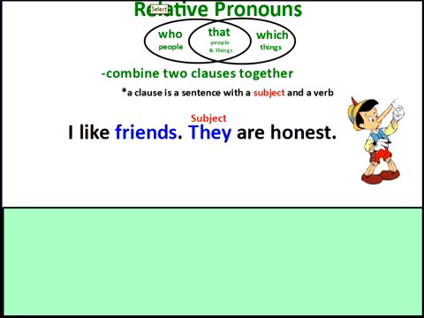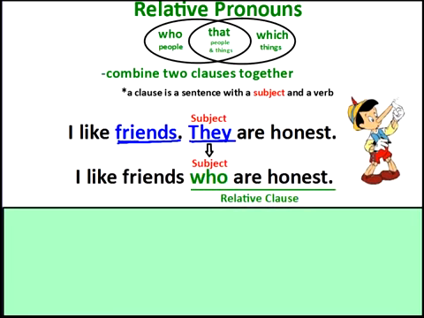Okay. So let's look at our sentence here. It says, I like friends. Okay? And then another sentence, they are honest. So I have something in common between these two sentences, and that's friends and they. So when this happens, I can combine these two clauses, I can combine these two sentences together, but I need to use a relative pronoun. So how can I do this? Here's the answer. I like friends who are honest.